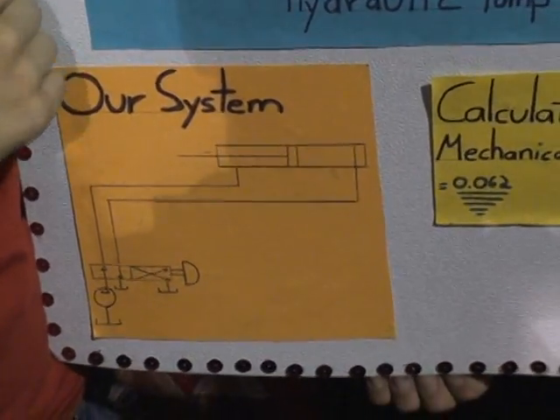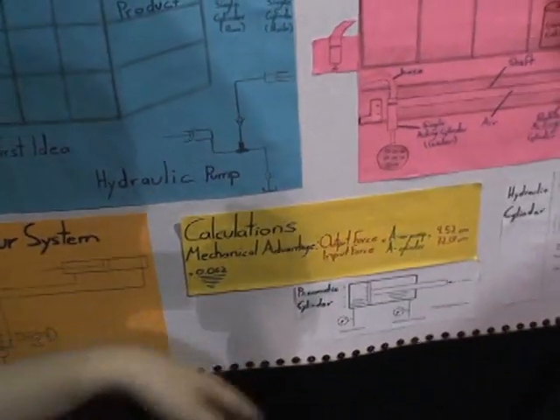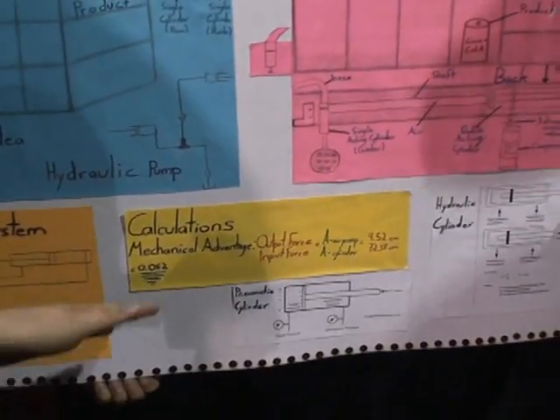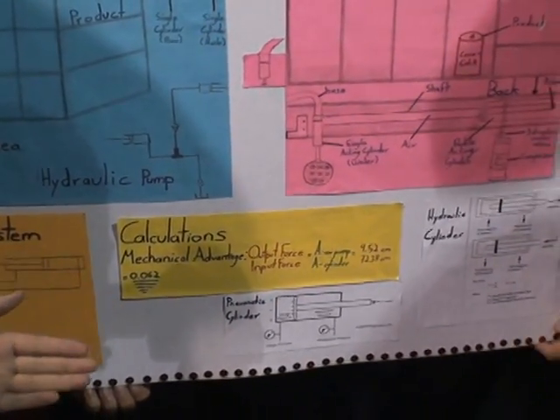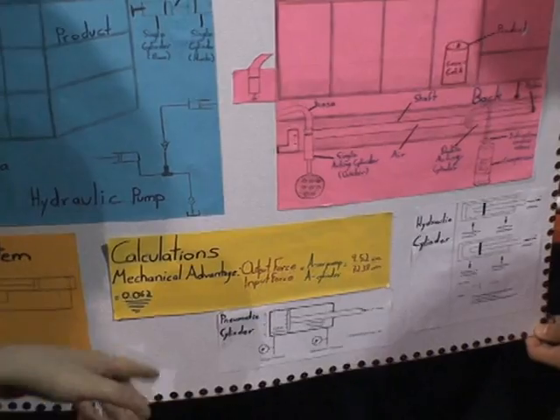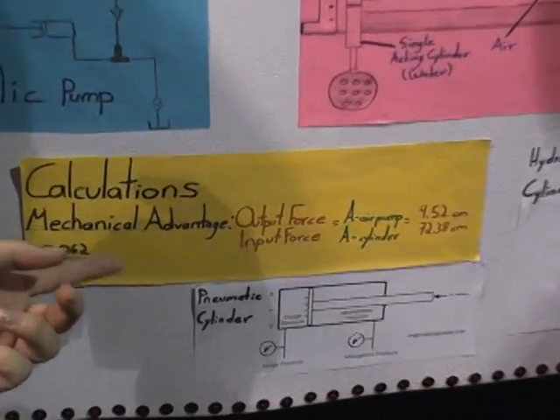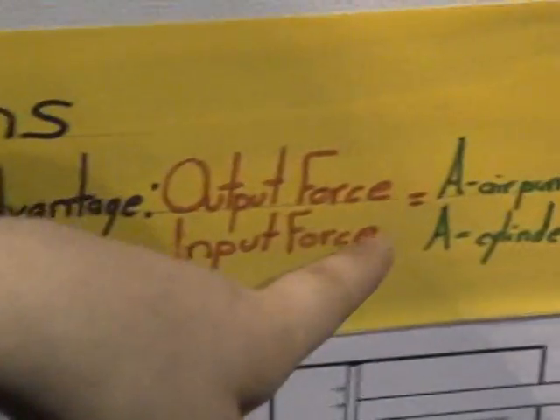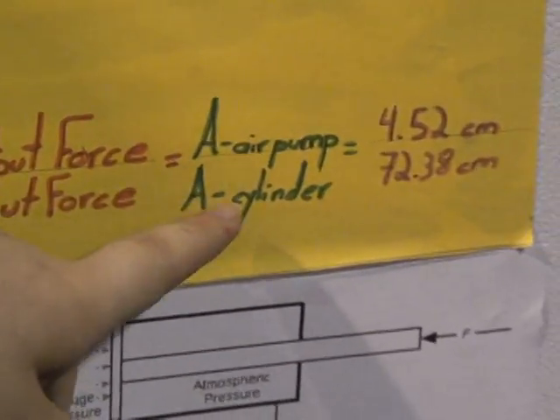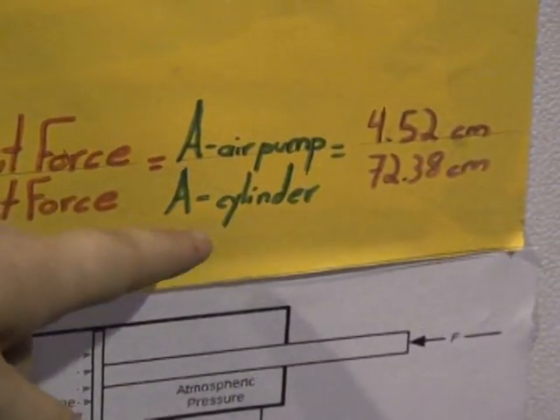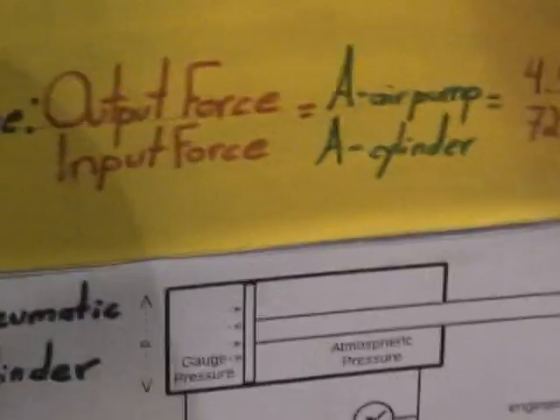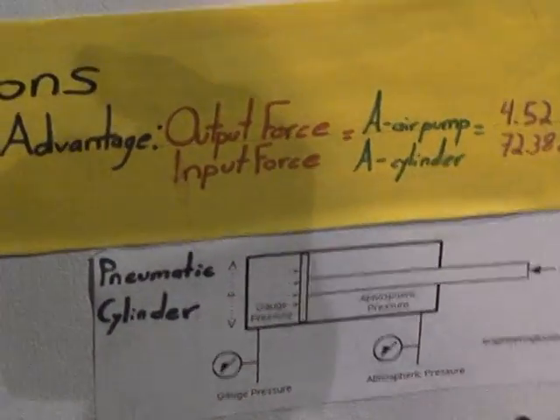We did some calculations to find the mechanical advantage. The mechanical advantage is the number of times that the machine increases the work. We calculated the mechanical advantage by dividing the area of the air pump by the area of the double-acting cylinder, and the result was 0.062.